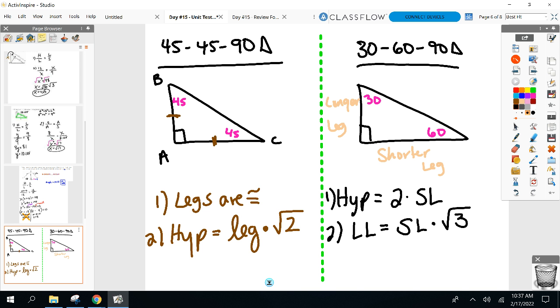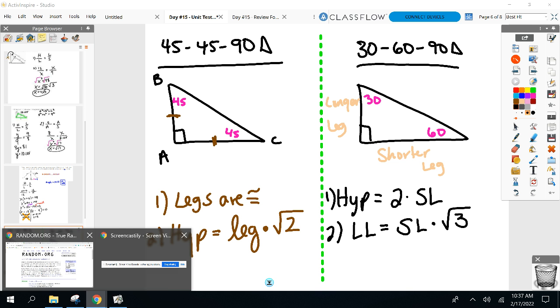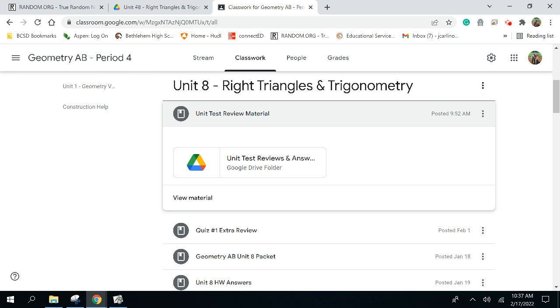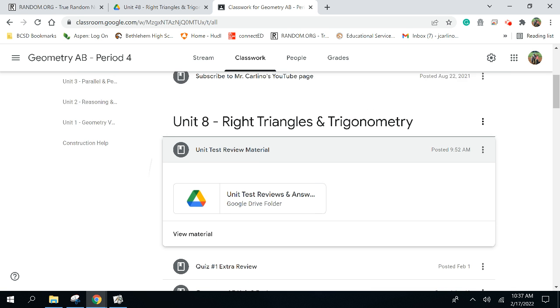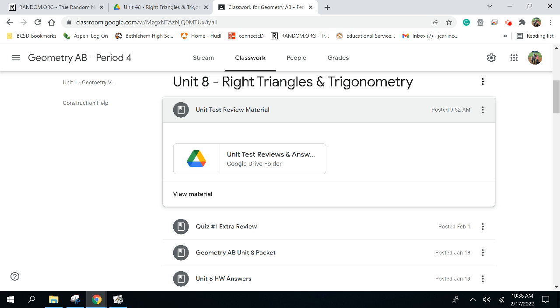All right. I know you're wondering, geez, I've had my Chromebook open this whole time. We haven't used it. Now go to Classroom, please. Look under Unit 8 for me. Everybody see unit test review material? All right, that's for you. This is everything that has to do with the unit test.